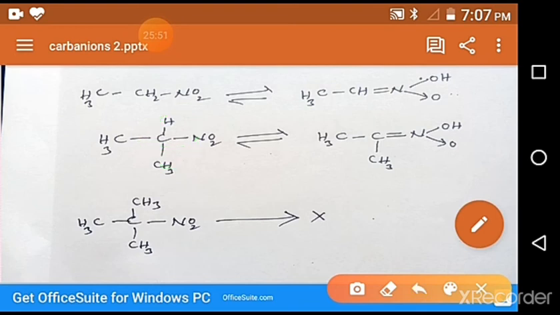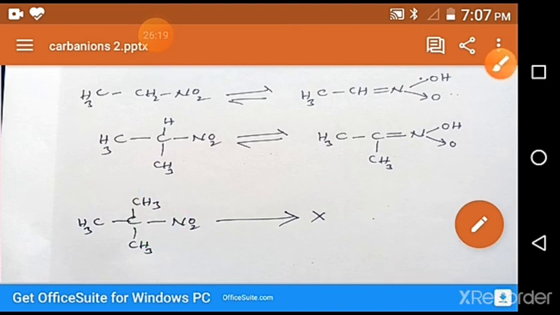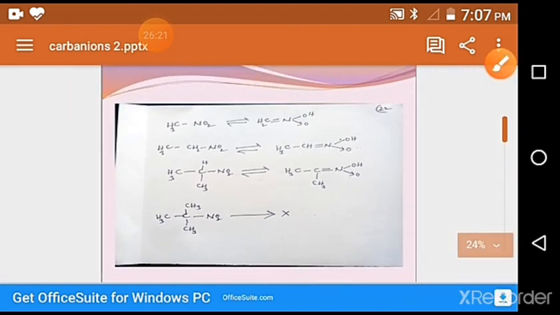That's why this also shows tautomerism. In the case of tertiary, it doesn't exhibit tautomerism. So, primary, secondary, and tertiary: when we observe these, only primary and secondary nitrohydrocarbons exhibit tautomerism. Tertiary nitrohydrocarbons don't exhibit tautomerism.